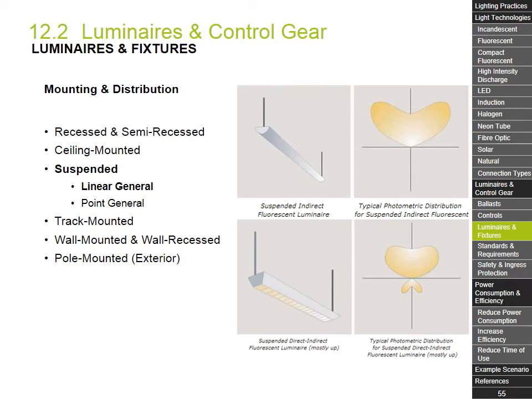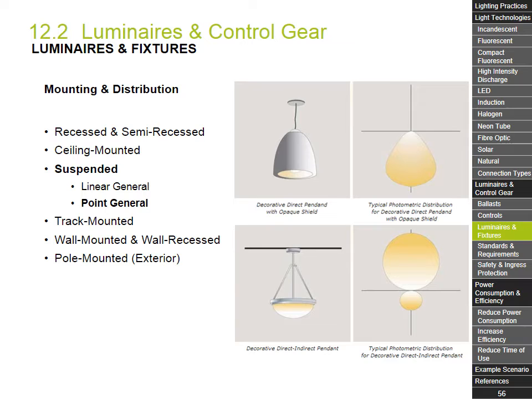Suspended or pendant lighting involves the luminaire being attached to a chain or wire which is attached to the ceiling. This allows the luminaire to be mounted horizontally where the ceiling is at an angle, allows the light to be brought closer to where the task is, and also allows the use of indirect lighting to illuminate a space. These figures show some linear general luminaires making use of indirect and direct lighting. Point general suspended lights make use of a single point source to provide a general light distribution, either directly or indirectly as shown in these figures.